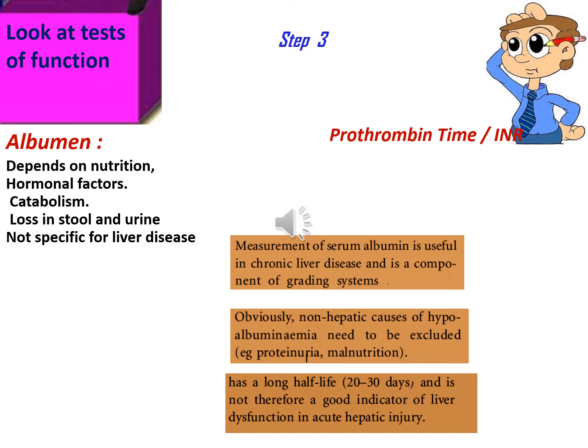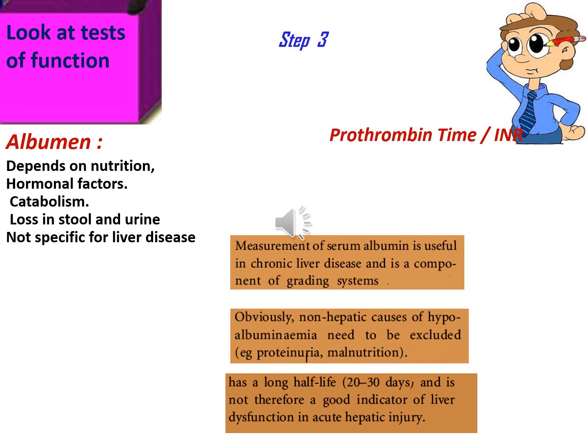First, it depends on nutrition. It can be influenced by hormonal factors, catabolism, and can be lost in stool and urine, as in protein-losing enteropathies or proteinuria. So low serum albumin is not specific for liver disease. Other causes should be ruled out before attributing the low albumin to liver disease.